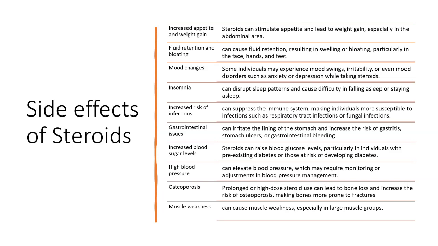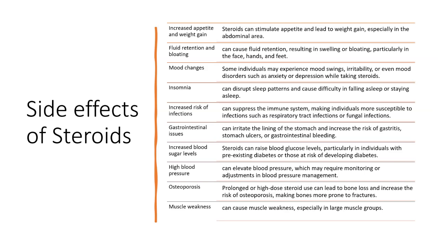Increased risk of infections. Because steroids suppress the immune system, they can make individuals more susceptible to infections, such as respiratory tract infections or fungal infections. It's important to monitor for signs of infection and practice good hygiene to reduce this risk. Gastrointestinal issues. Steroids can irritate the lining of the stomach and increase the risk of gastrointestinal problems, including gastritis, stomach ulcers, or gastrointestinal bleeding. Taking steroids with food and using protective medications can help prevent these issues.